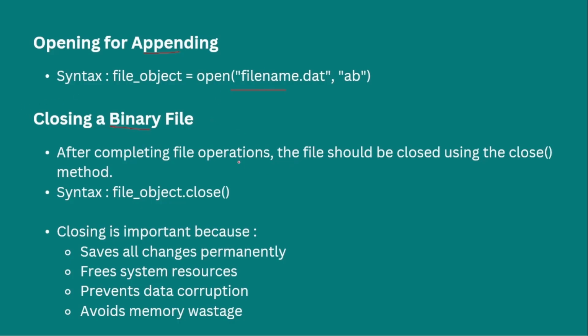After completing file operations, the files should be closed using the close method. So we say file object dot close. We have to close this file once we are done performing operations in the file. Closing is important because it saves all changes permanently, frees system resources, prevents data corruption and avoids memory wastage. So in order to free the system resources and save the changes, we have to close the binary file after we are done working with the file.